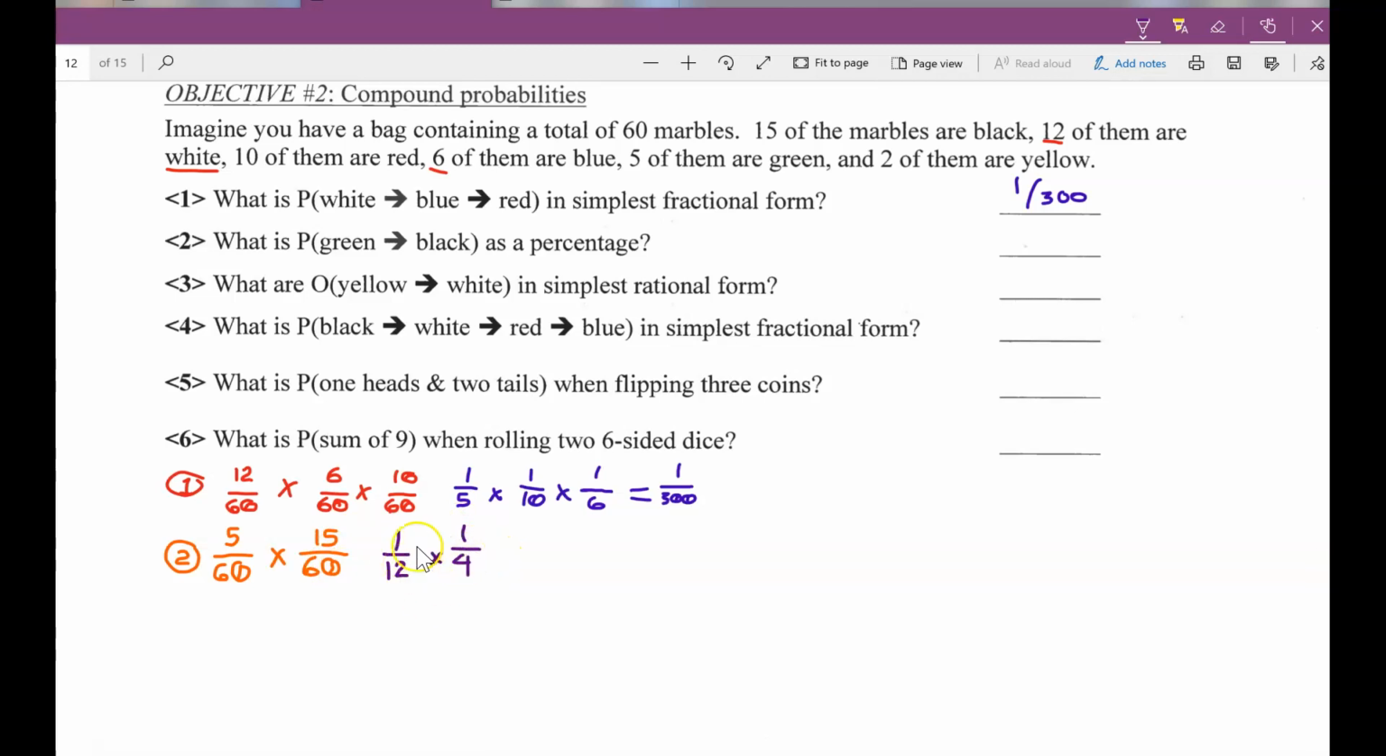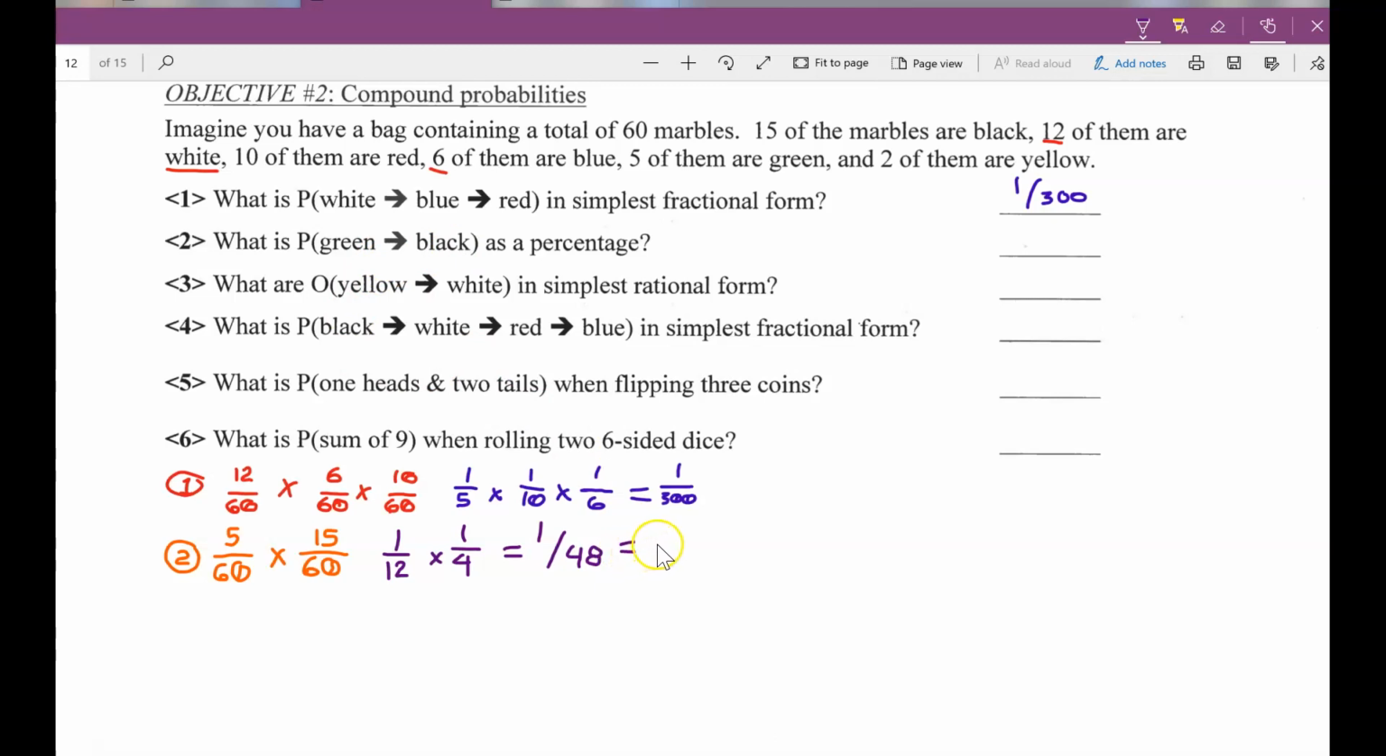So now we have our simplification. We can multiply. 1 times 1 across the top. 12 times 4 across the bottom. Our probability of getting green and then black in that order is 1/48.